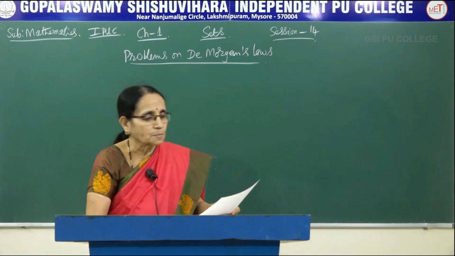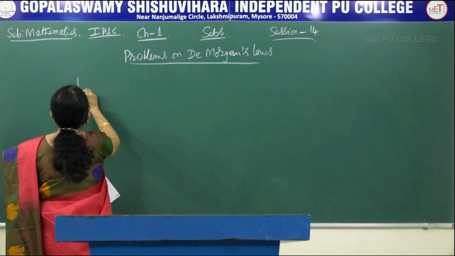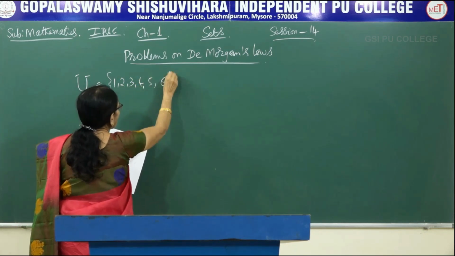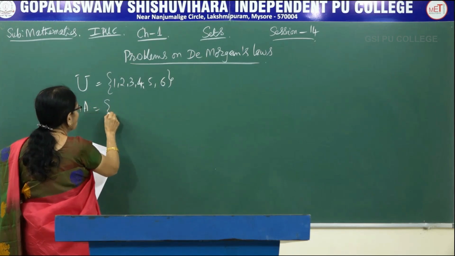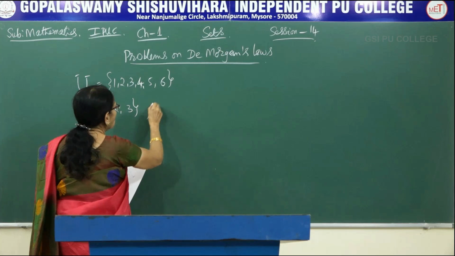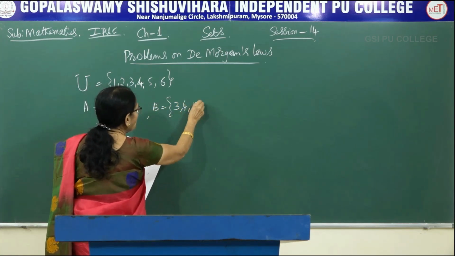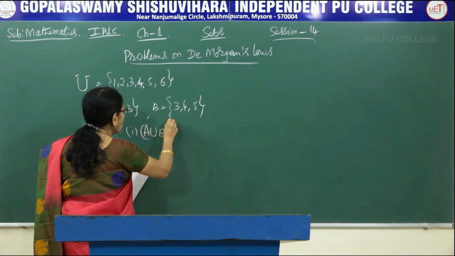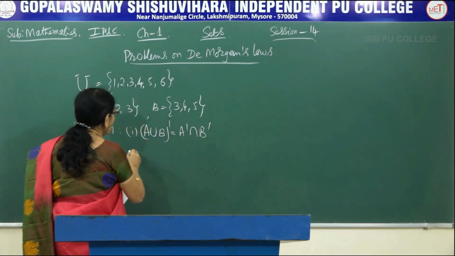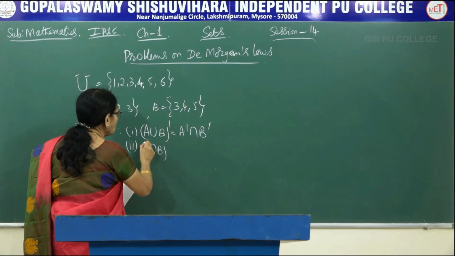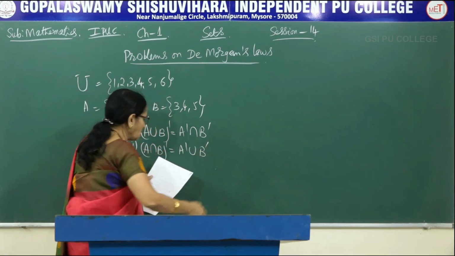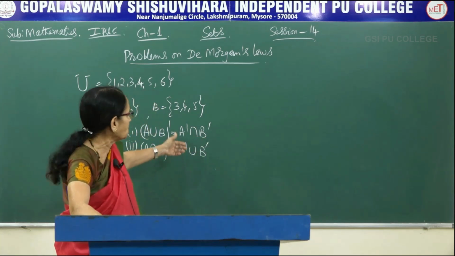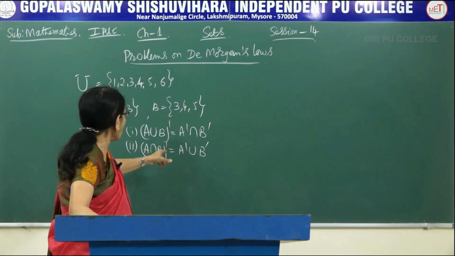First problem: let the universal set U be equal to {1, 2, 3, 4, 5, 6}. Then the set A contains the elements 2 and 3. Set B contains 3, 4, 5. You have to prove that, first, (A union B) whole dash equals A dash intersection B dash, and second, (A intersection B) whole dash is A dash union B dash. Both of them will not be asked in the problem. Any one of them can be expected, because each one is expected for a 3-mark question.